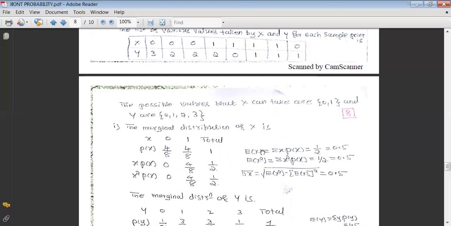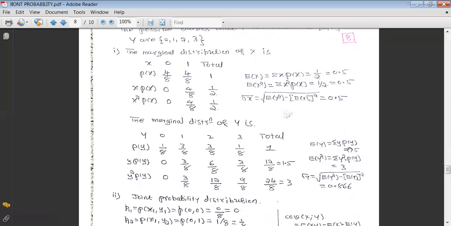Now the expected value of x is the total of x into p of x. That is 1 by 2, that is 0.5. The expected value of x square is given by the total of x square into p of x. It is again 1 by 2, again 0.5. And the standard deviation of x is given by the square root of the expected value of x square minus the expected value of x whole square. If you compute this, it results in 0.5.